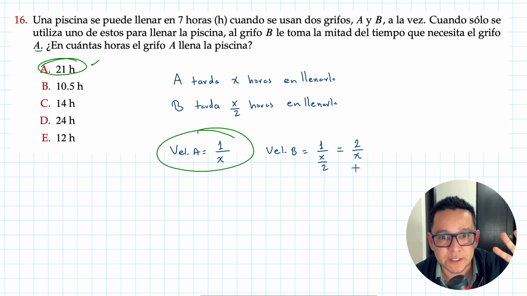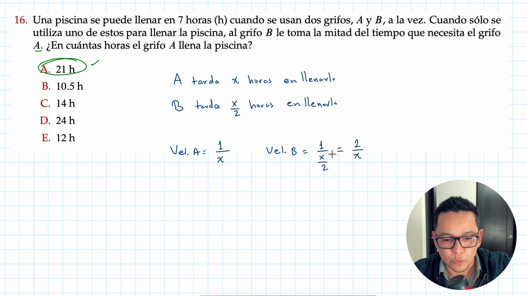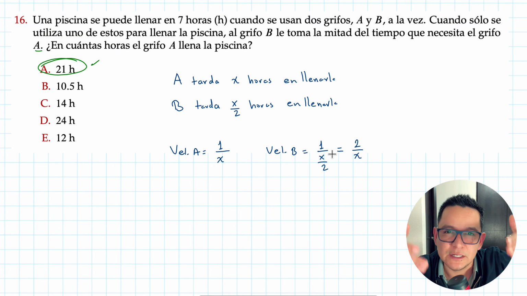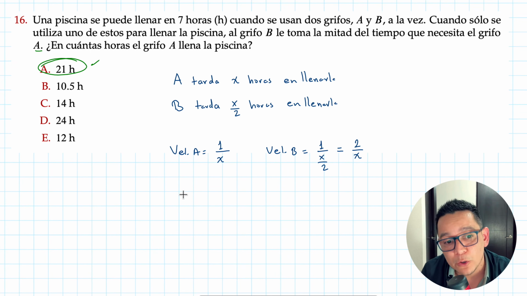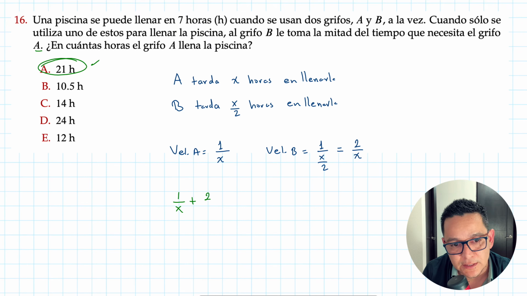Okay, but now I want a flow that is combined. I mean, not a flow, but rather a filling that is from both. Therefore, I would have to add the speed of A plus the speed of B, right? Because I want to fill the pool using both faucets. So I would have 1 over X plus 2 over X. And let's see, are we going to do this addition then? In this case, it's an addition of like fractions, since they have the same denominator. Therefore, we keep the denominator and simply add the numerators.